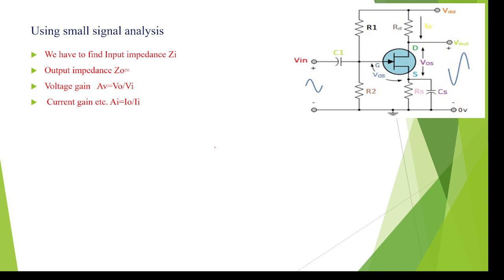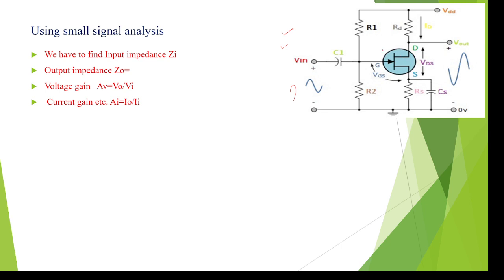Coming to the small signal analysis, we can find the input impedance, the output impedance of the circuit, the voltage gain, and the current gain. We can calculate the mathematical equivalent equations by using small signal analysis. For that I will draw the equivalent circuit for small signal analysis.